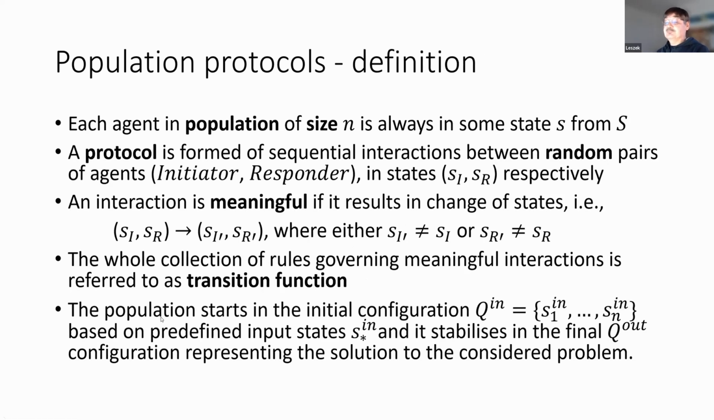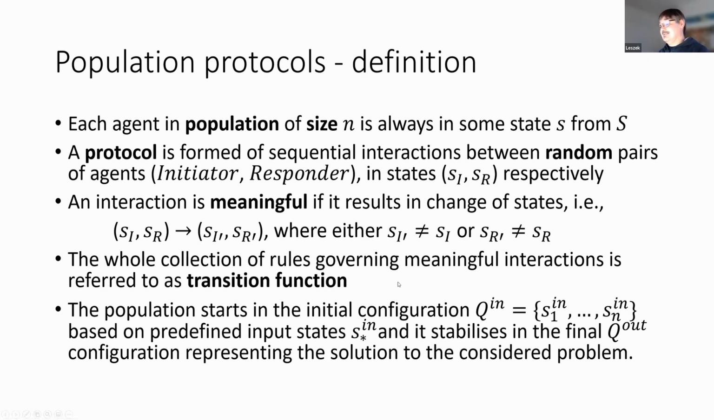So what are we dealing with? We have a population of size n. This is the usual notation for the population size, and a protocol is a sequence of interactions between pairs of agents. Usually there is an ordered pair, initiator and responder, with the relevant states SI and SR. When they interact, there may be some result out of that interaction, and we call this interaction meaningful if at least one of these states changed. All the rules governing such meaningful interactions form a transition function.